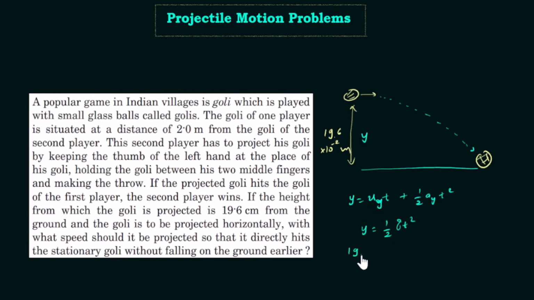The y coordinate is basically 19.6 into 10 to the power minus 2 meter, equals half, g is 9.8 meter per second square, into t square. So this will be 4.9. 19.6 can be cancelled with the 4.9 to give 4, and t square will be 4 into 10 to the power minus 2. So time will be 2 into 10 to the power minus 1 second, which is basically 0.2 second.